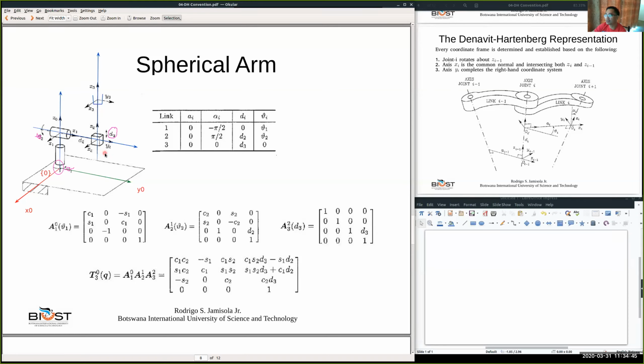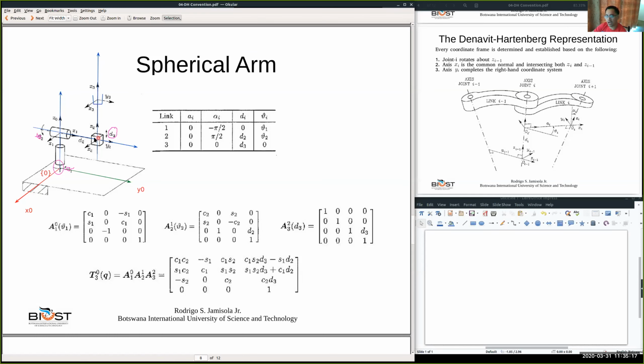Z1 is there, and this is Z1, and your X1 we don't know. Okay, so where is your X1? So X1, we say that is a common normal and intersecting to both Z1 and Z0. Where is Z0? This one. Okay, and this is Z1. And as you can see, Z0 and Z1 are intersecting already.